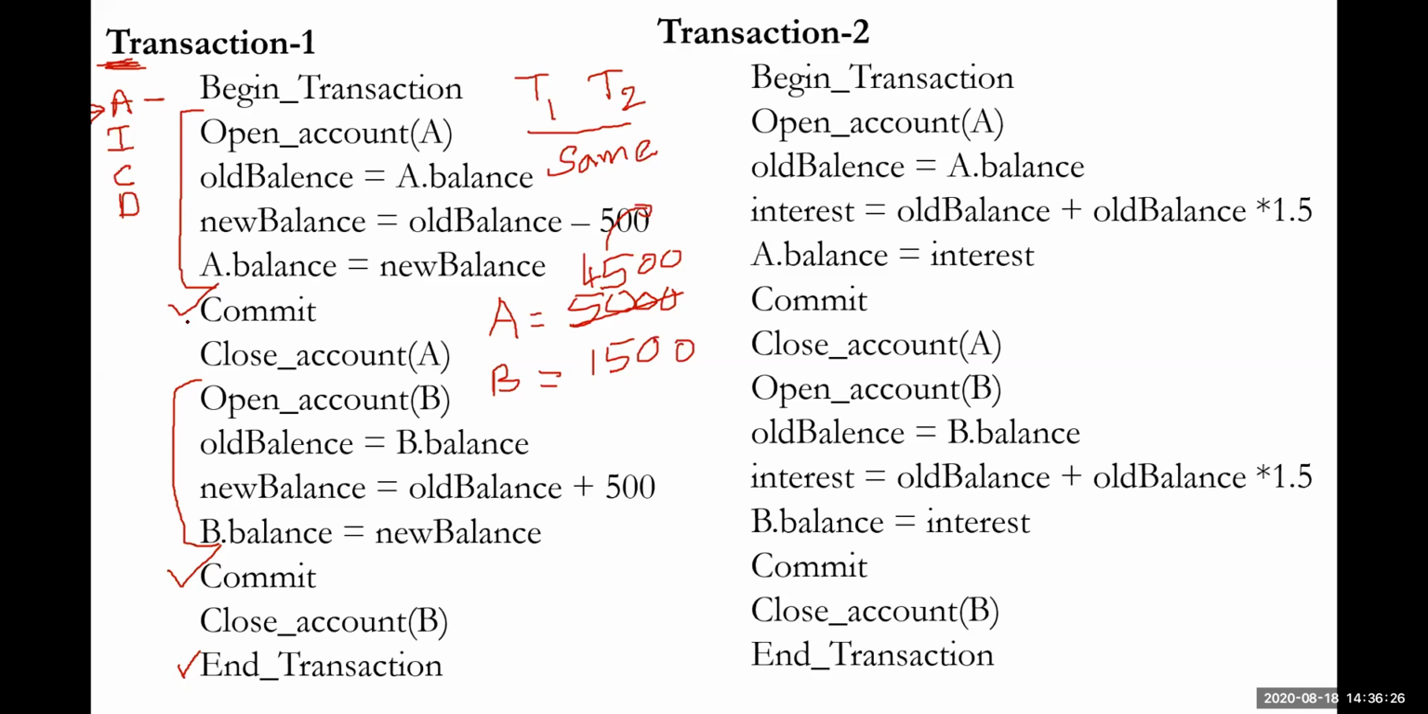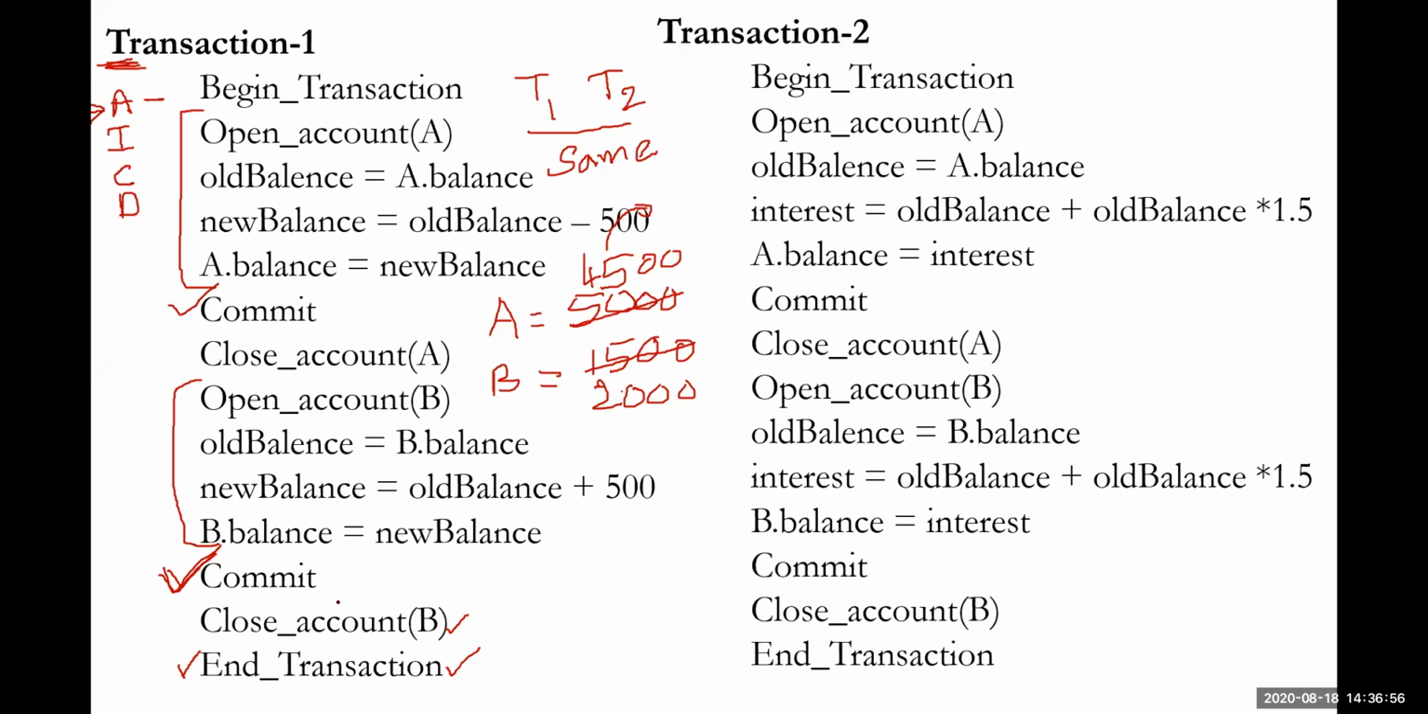So after the commit point is reached, the account has been closed, and then one more account is opened, and here the modification will happen. The modification will be 1500 plus 500, that is 2000, made here, and then the second commit point has been reached. Second commit point has been reached, then close your account, and your transaction is completed. Your transaction is entirely completed.